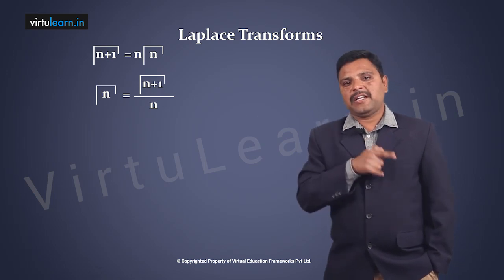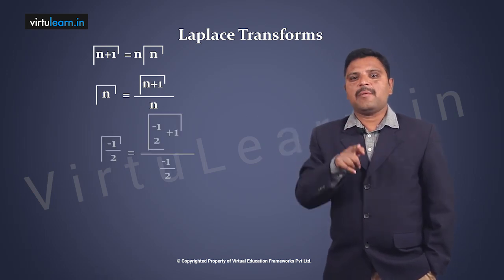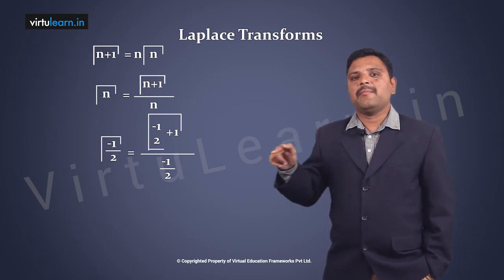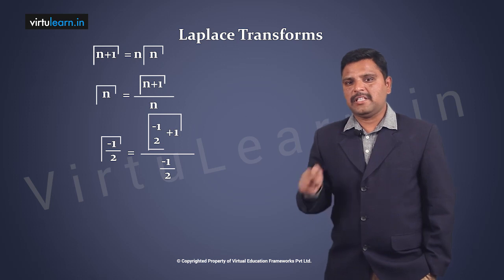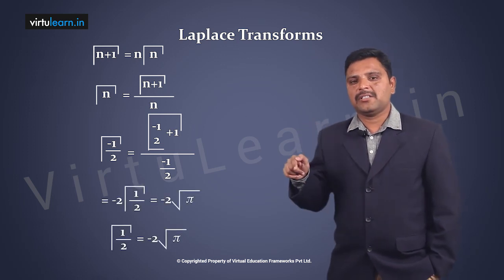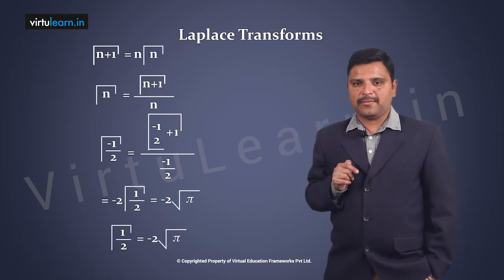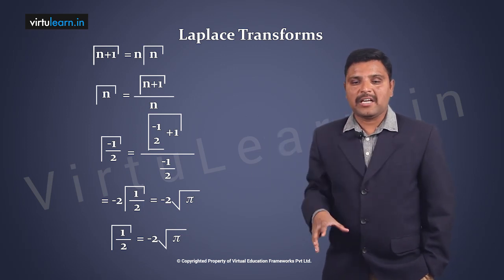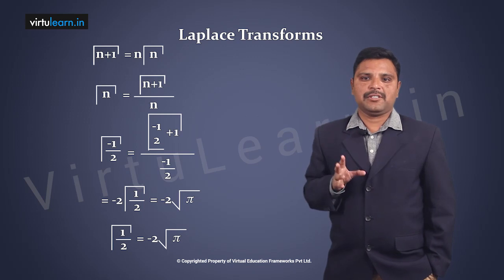What is gamma minus half? You substitute here: gamma minus half equals gamma of minus half plus 1, divided by minus half. That can be written as minus 2 into gamma half, which is minus 2 into square root of pi. Like this we can calculate the gamma function for negative fractions.